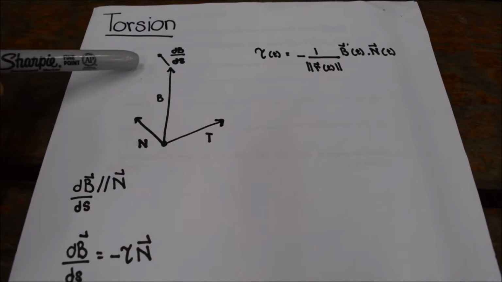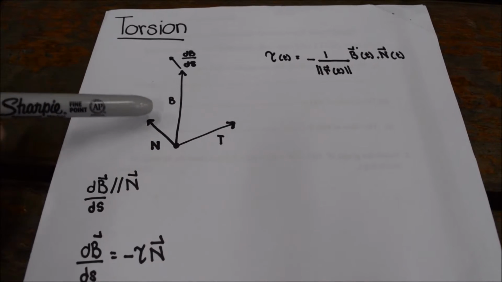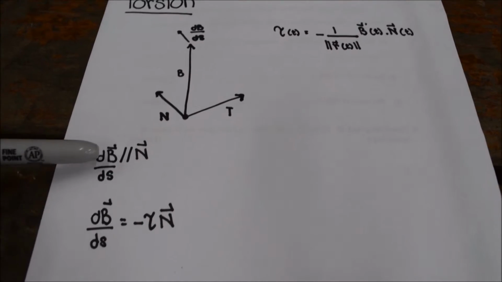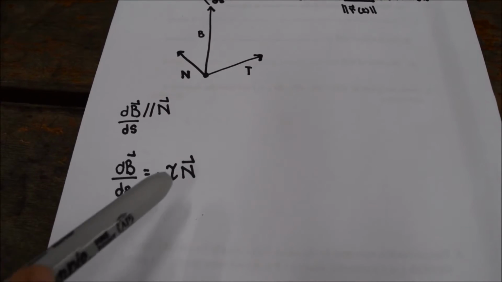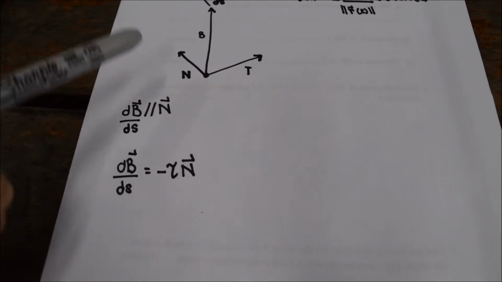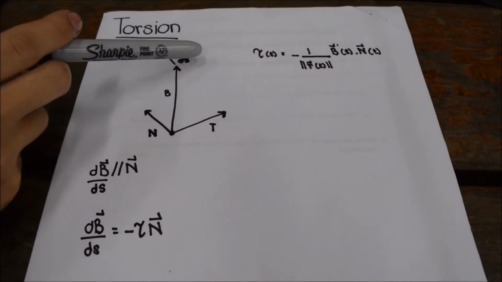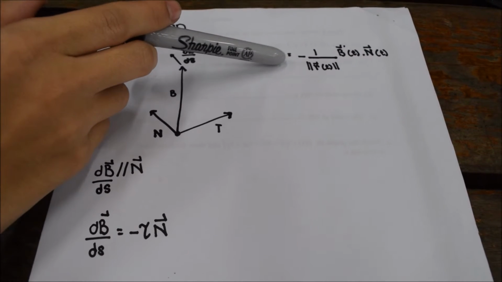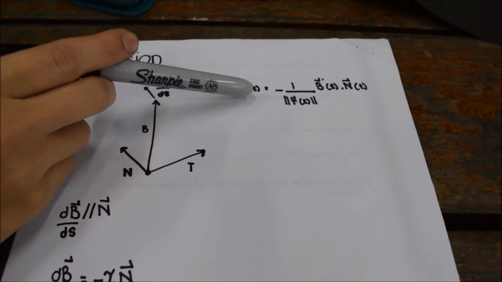From the picture, we can see that dB by ds is perpendicular to vectors T and B. Therefore, dB by ds must be parallel to N, and thus must be some multiple of vector N. This multiple is called torsion. Torsion measures the amount by which the curve twists. We can find the torsion by using the following formula. The minus sign is chosen to make the torsion of a right-handed helix positive.